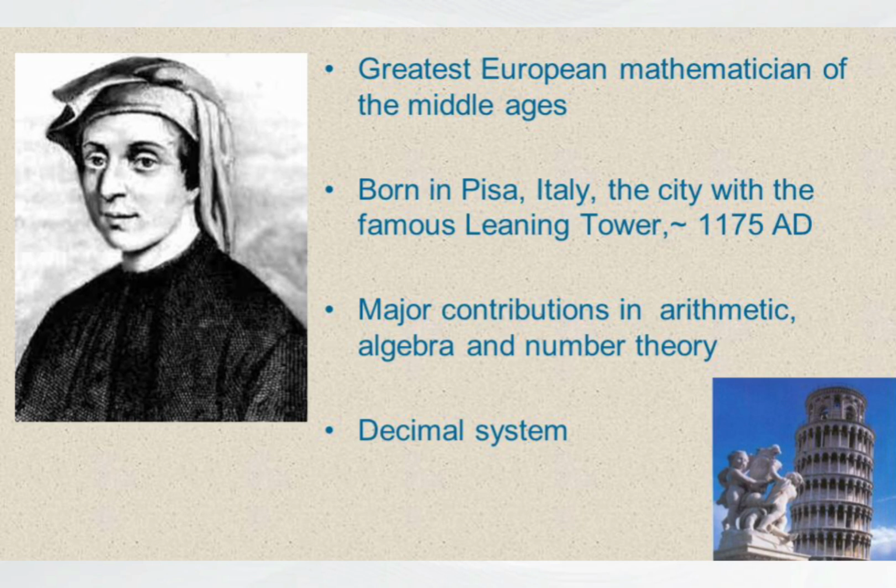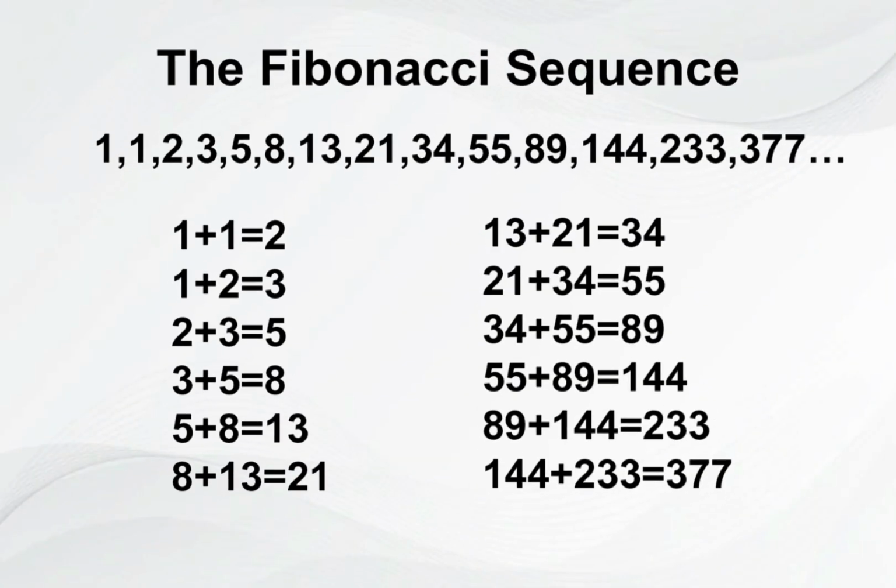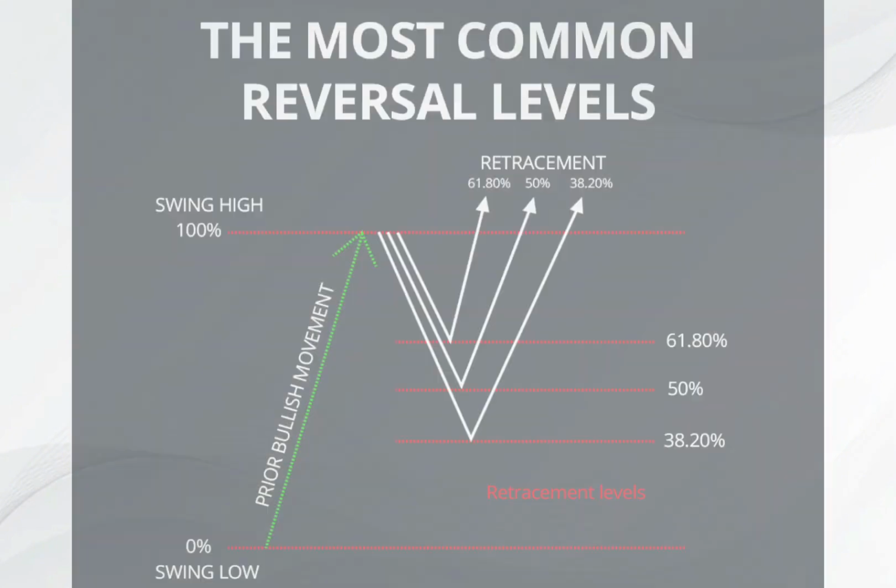He was the one that introduced the Fibonacci sequence of 1, 2, 3, 5, 8, and the sequence just means adding the sum of two preceding numbers, like saying 1 plus 1 is equal to 2, 1 plus 2 is equal to 3, 2 plus 3 is equal to 5, 3 plus 5 is equal to 8, and so on and so forth.